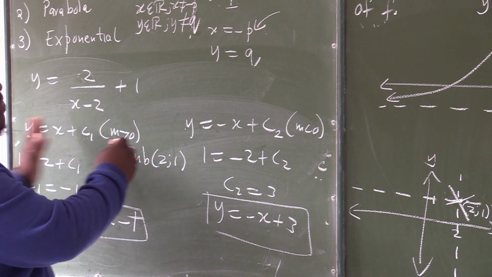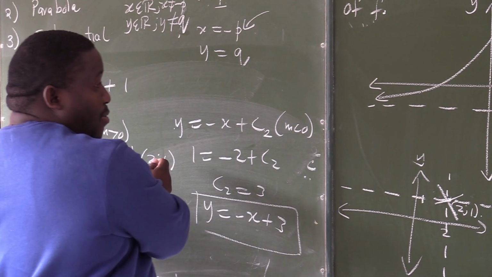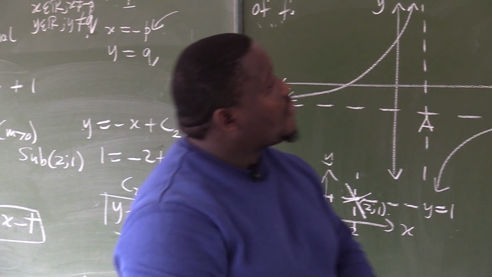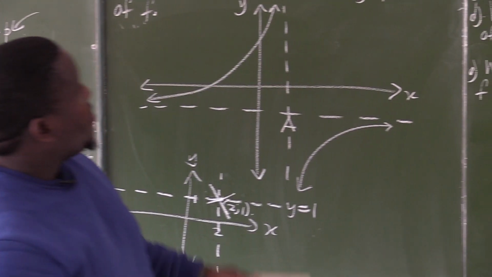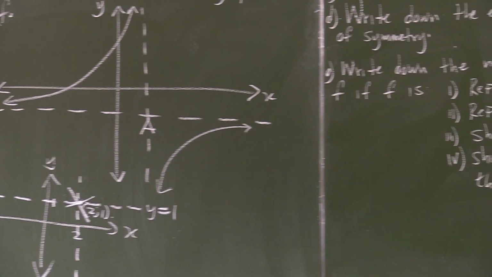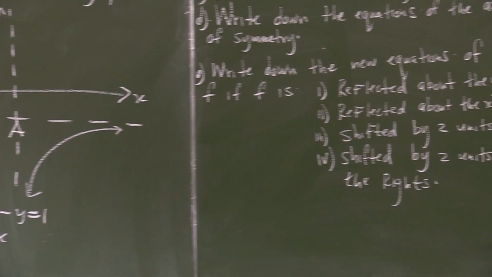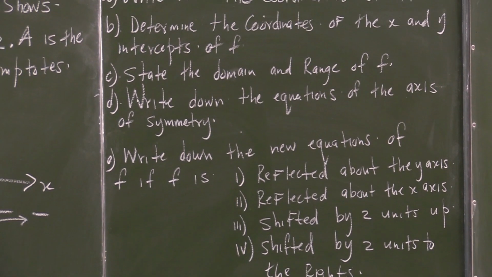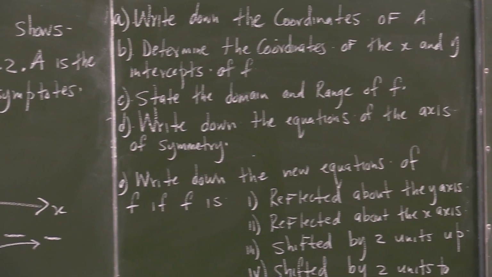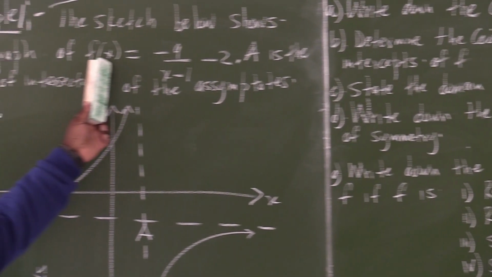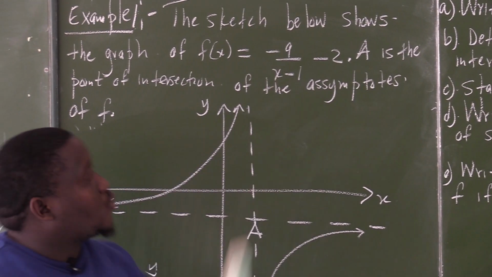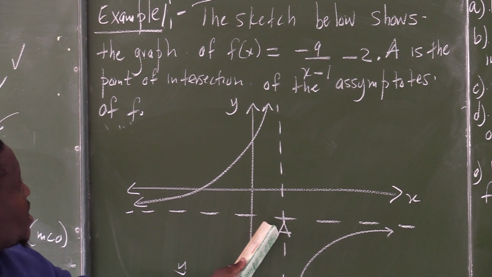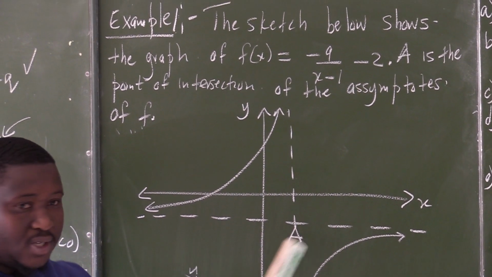Now, I want us to look at this example. This is one of the questions that came out in one of the years. I cannot recall the year, but one thing that is very nice about hyperbolas is that the questions do not change. We always get the same questions but with different graphs. So here we are given the sketch graph of f of x, which is negative 9 over x minus 1 minus 2. We are also told that point A is the intersection of your asymptotes.